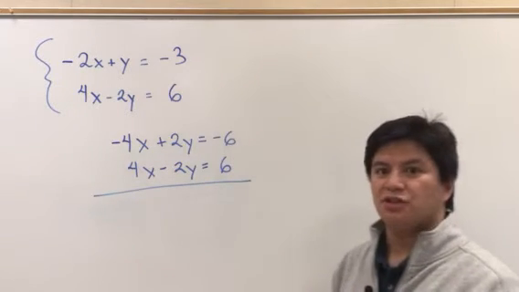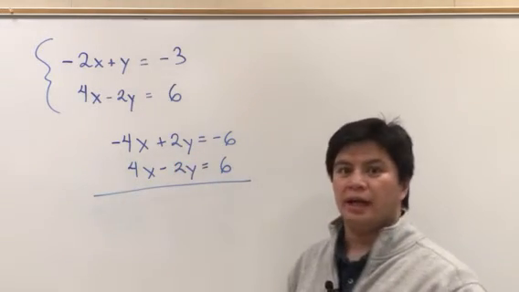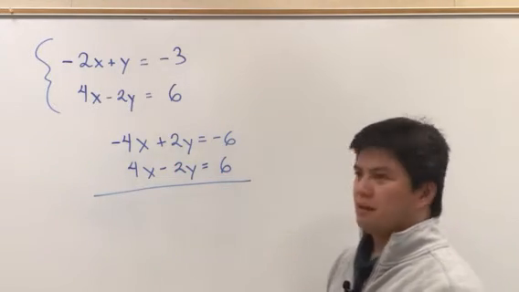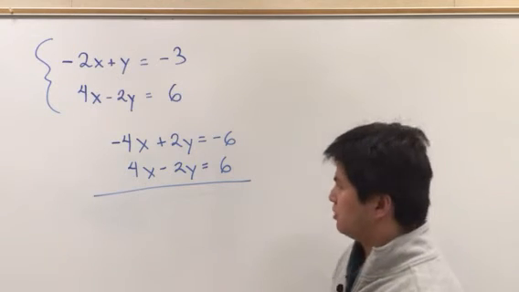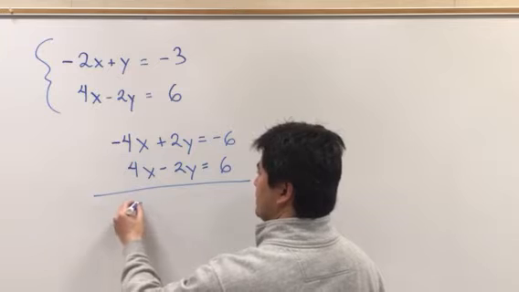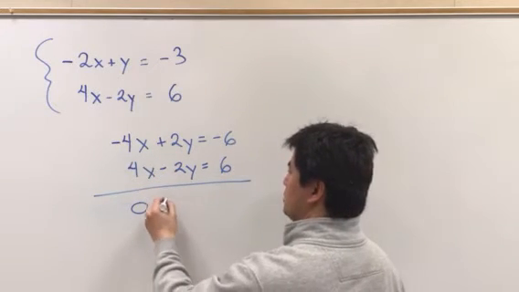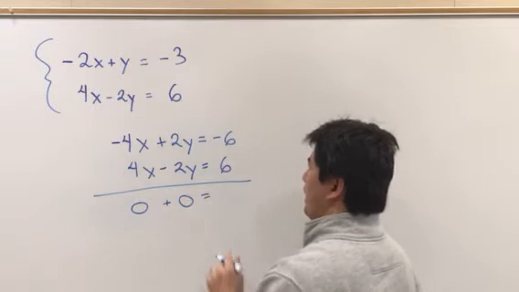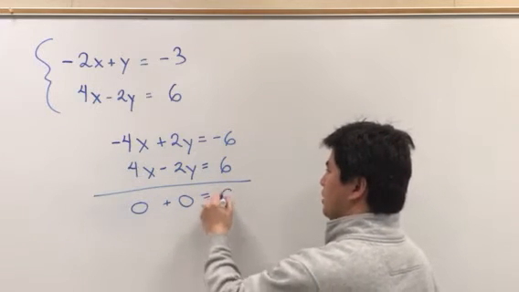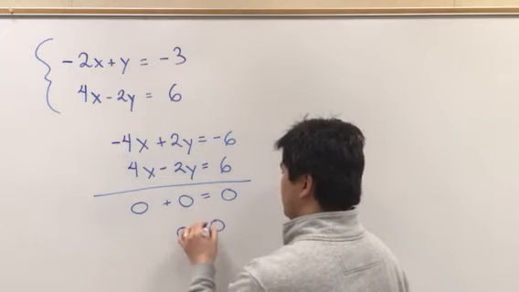Now I can add these two equations together and I can eliminate my y variable and try to solve for x. But you're going to see that a problem occurs as soon as I do that. Negative 4x plus x is 0. Positive 2y minus 2y is also equal to 0. And negative 6 plus 6 also equals 0. This simplifies to 0 equals 0.